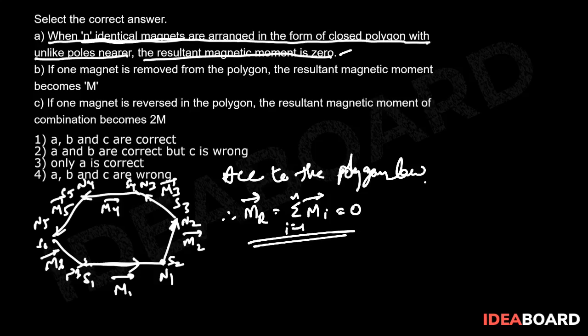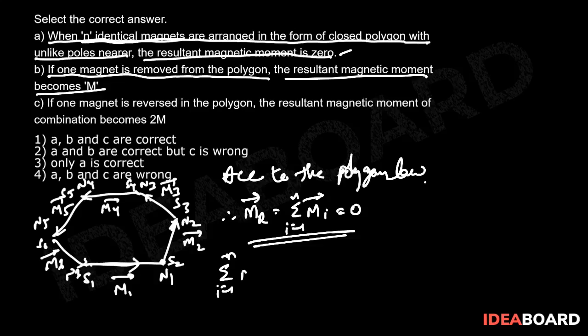Statement B. What is given in statement B? If one of the magnets is removed from the polygon, the resultant magnetic moment becomes m. Here we know that the summation of i equal to 1 to n, mi vector equals 0. From this, the summation of i equal to 1 to n minus 1, mi vector equals simply minus m vector.